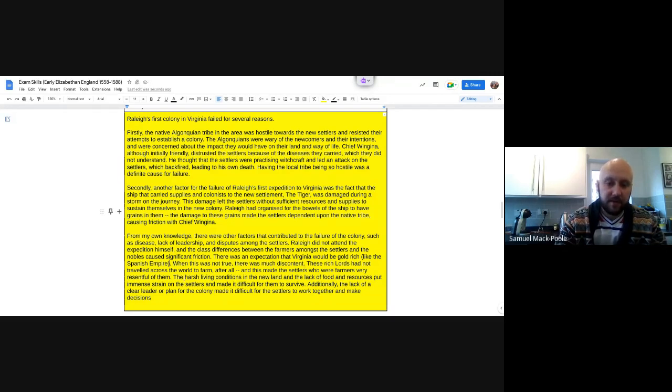These rich lords had not travelled across the world to farm after all, and this made settlers, who were farmers, very resentful of them. The harsh living conditions in the new land and the lack of food and resources put immense strain on the settlers. It made it difficult for them to survive. Additionally, the lack of a clear leader or plan for the colony made it difficult for the settlers to work together and make decisions. Full stop.